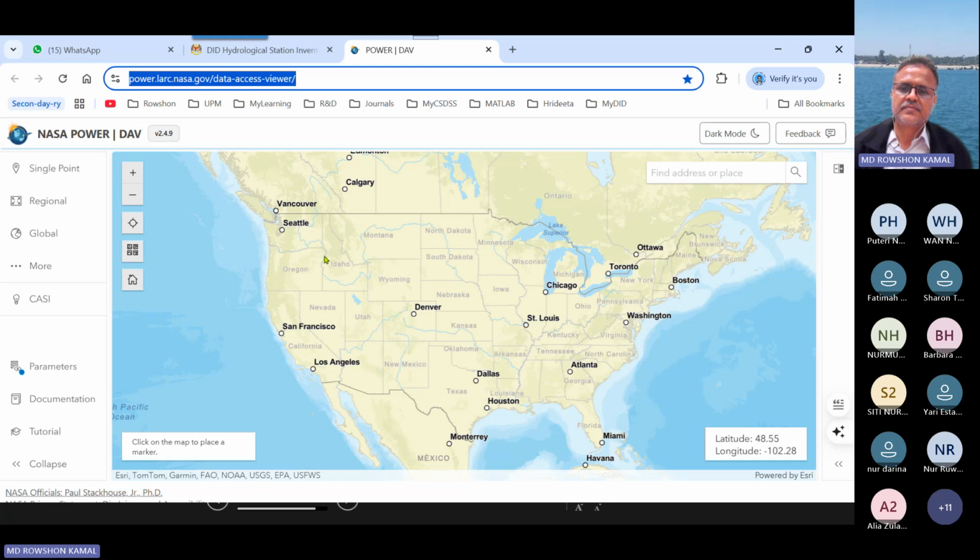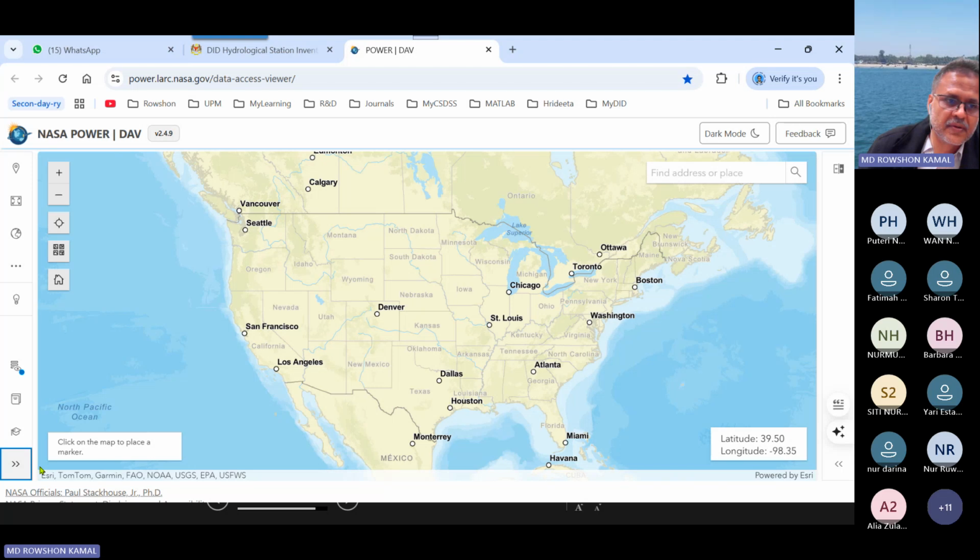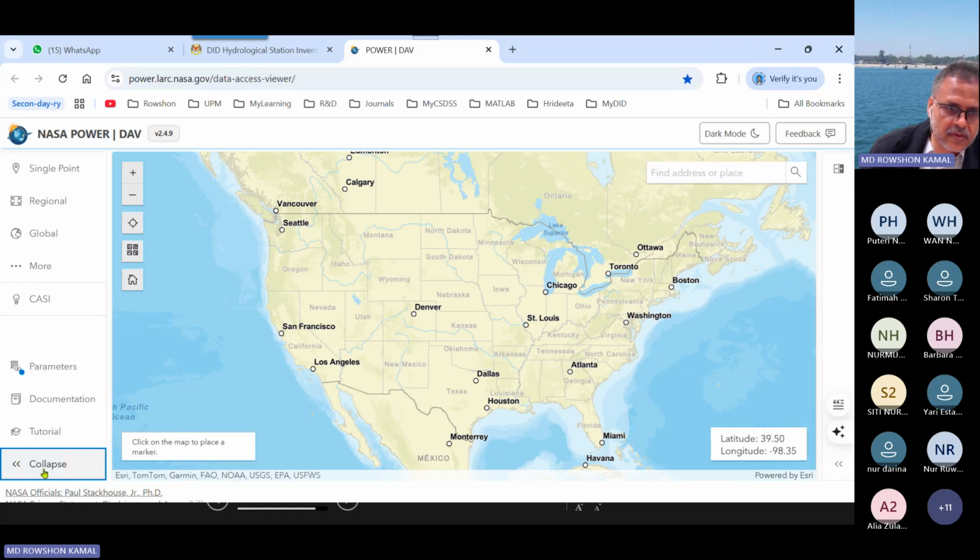Can you see it now? Yes, doctor. Very good. Now you can see the left side. If you cannot find it, sometimes there is an icon here that you can click to collapse. Then it will disappear, and you can click again to show it. Here it is showing just symbols, you cannot see the writing. If you click here, at the bottom, you can see single point.